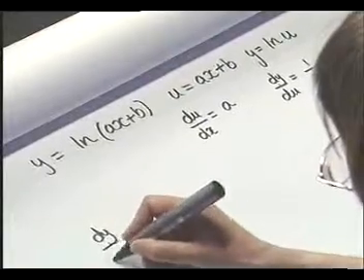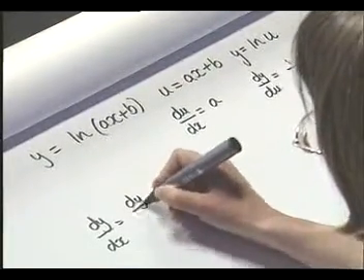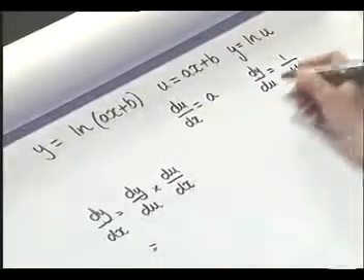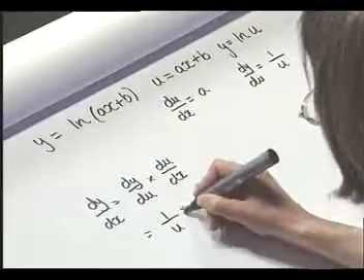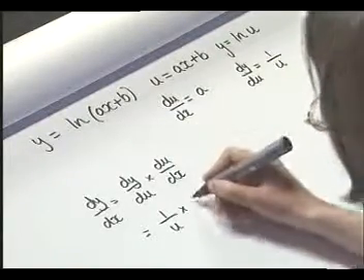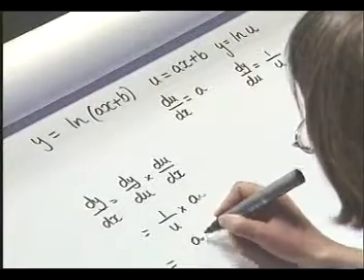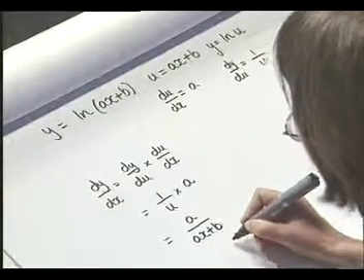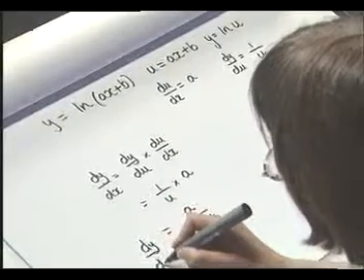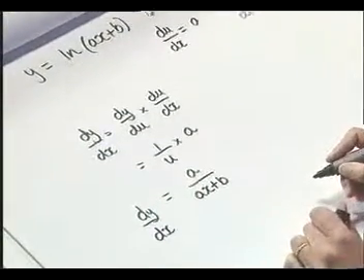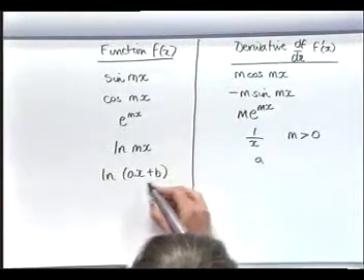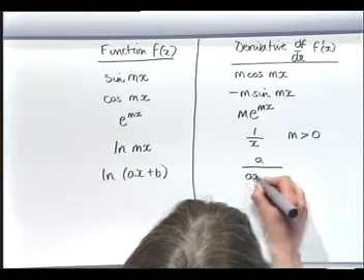Again, our dy by dx is equal to dy by du multiplied by du by dx. dy by du is 1 over u multiplied by du by dx, which is a. So we have a divided by our u, which is ax plus b. So dy by dx is equal to a divided by ax plus b. So finally, let's add that to our table. The derivative of log to the base e of ax plus b is a divided by ax plus b.